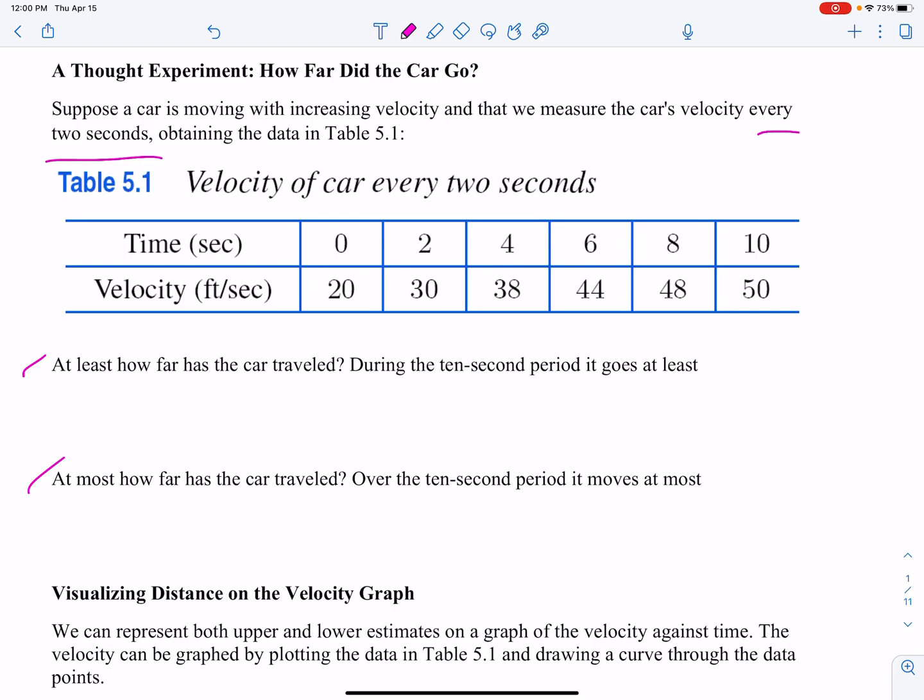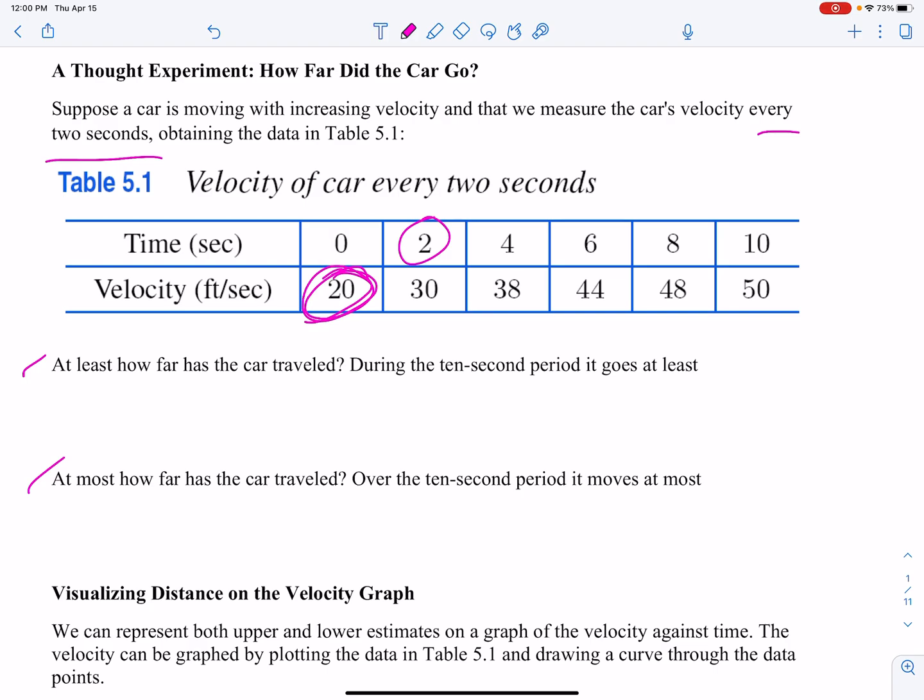So what we're going to look at is this table of data. For the first 2 seconds, from 0 to 2 seconds, the car travels 20 feet per second, so that's 40 feet, etc. And we're going to keep doing this. For an underestimate, we're going to use the lower number with the higher time on the chart. So let's calculate that one first.